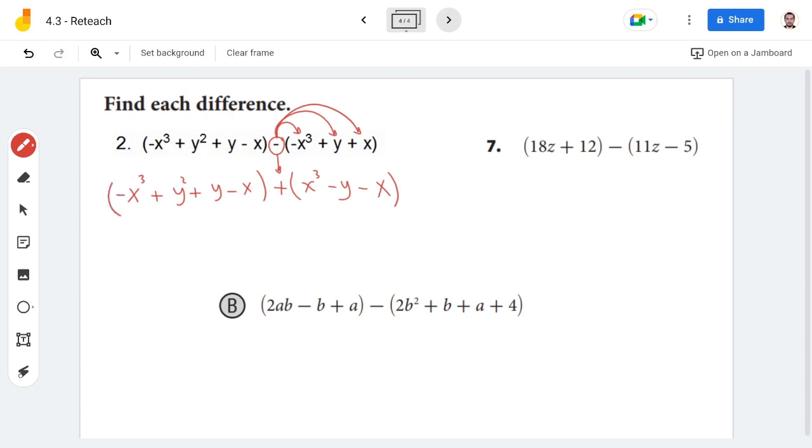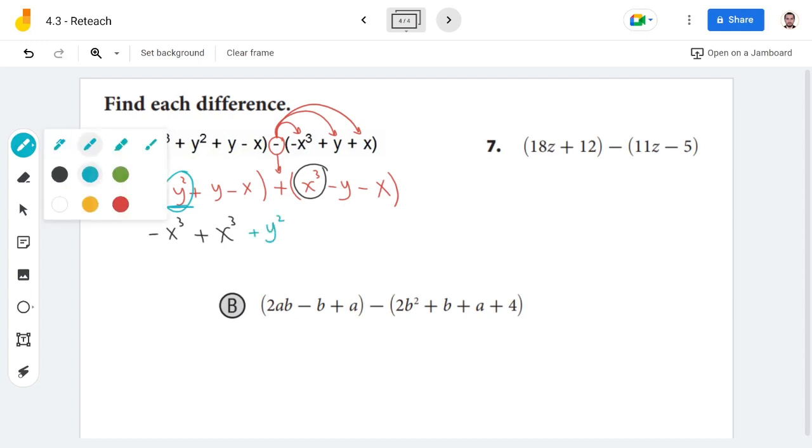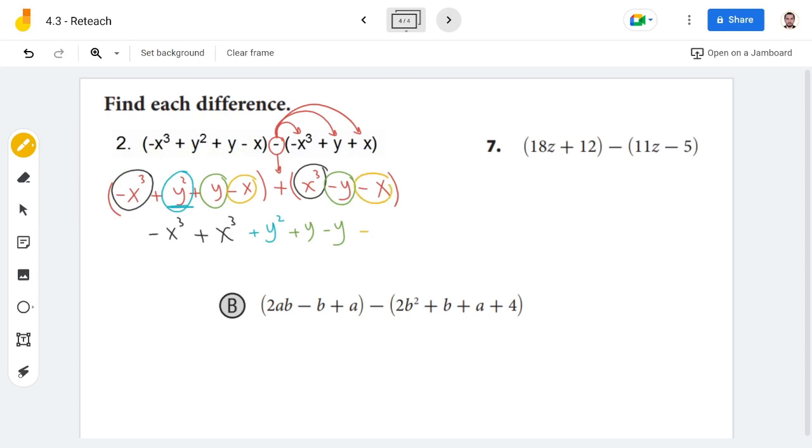Okay, now let's underline the like terms. As you can see here, we have negative x cubed and x cubed. So negative x cubed plus x cubed. Okay, what else do we have here? Do we have y squared? No, we have no y squared, so let's write it alone. Then, do we have y? Yes, we have y. Here it's negative y. So plus y, negative y. Then the last one, x. Negative x with negative x.